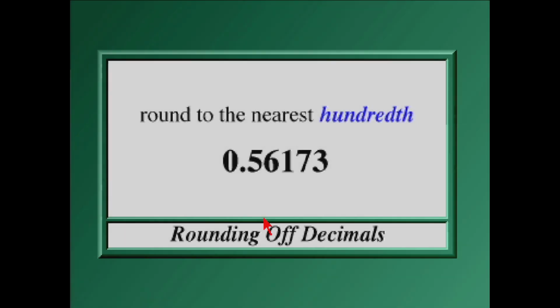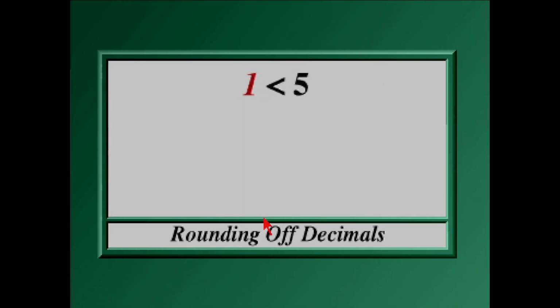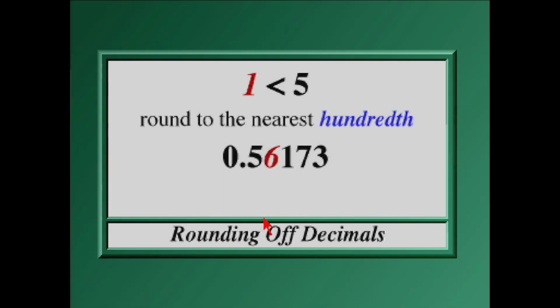Suppose we want to round the same number to the nearest hundredth. Locate the number in the thousandths column. It is a 1. Since 1 is less than 5, we do not raise the number in the hundredths column by 1. Our number becomes 0.56, rounded to the nearest hundredth.